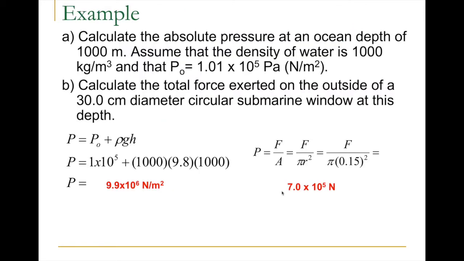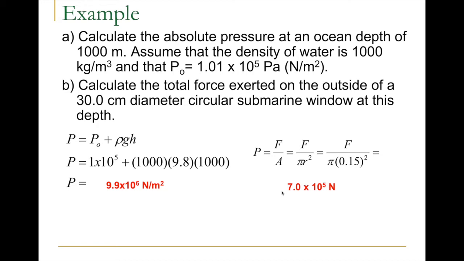Let's do an example problem to see this equation in action. Let's calculate the absolute pressure at an ocean depth of 1,000 meters. Let's assume that the density of water is 1,000 kilograms per meter cubed and that the initial pressure is 1.01 times 10 to the 5 pascals, or in another unit, 1 atmosphere. Well, we know that our hydrostatic pressure is P is equal to P naught plus rho gh. We have all our quantities, so we can quickly substitute those in to get an answer of 9.9 times 10 to the 6 newtons per meter squared.